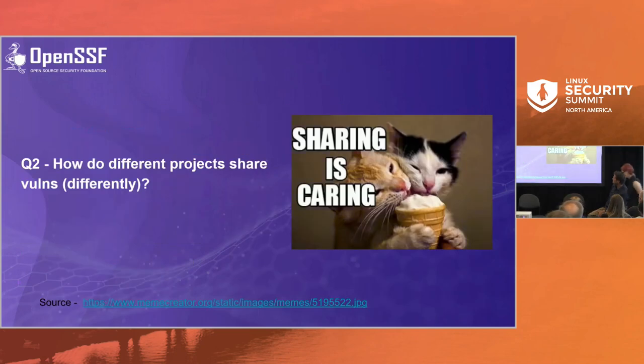All right, so my next question, and I'll start with Ann on this one. How do projects share vulnerability information? Is it always the same? Do they do it differently? How do we share in open source?